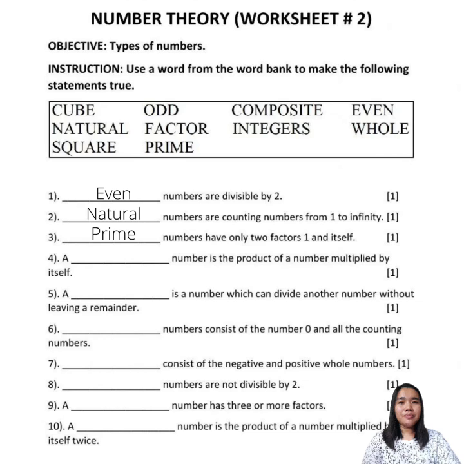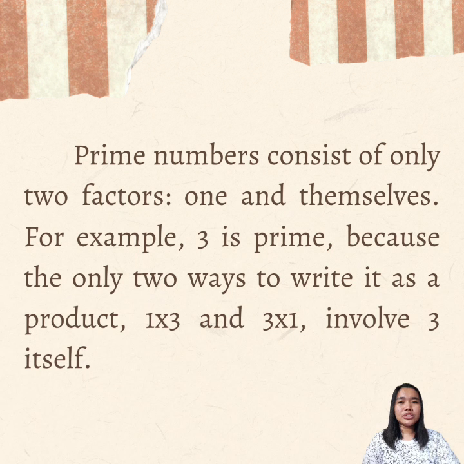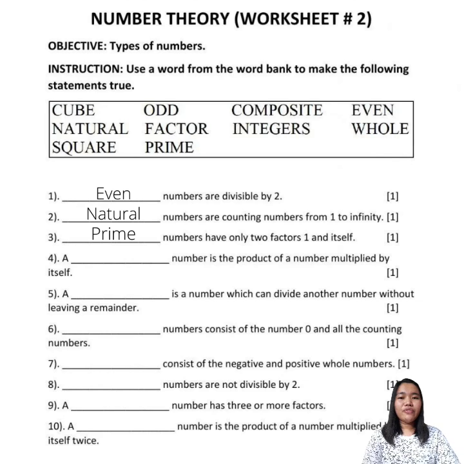The answer is prime number because prime numbers consist of only 2 factors, 1 and themselves. For example, 3 is a prime number because the only 2 ways to write it as a product, 1 times 3 and 3 times 1, involve 3 itself. Number 4 question. A blank number is the product of a number multiplied by itself.